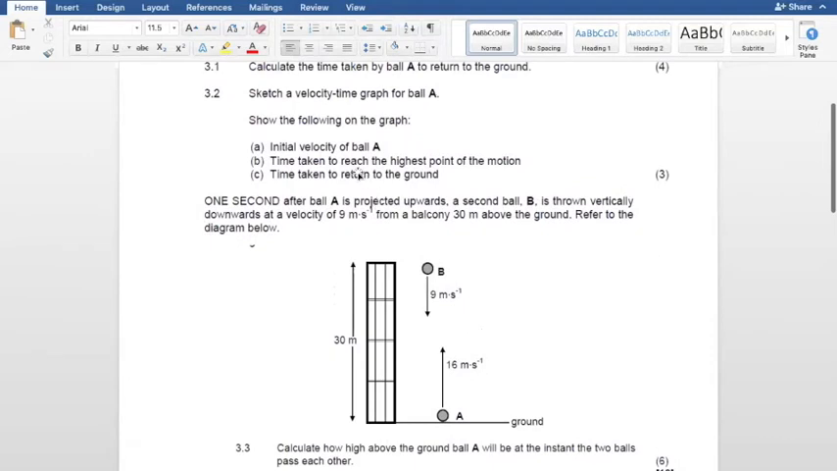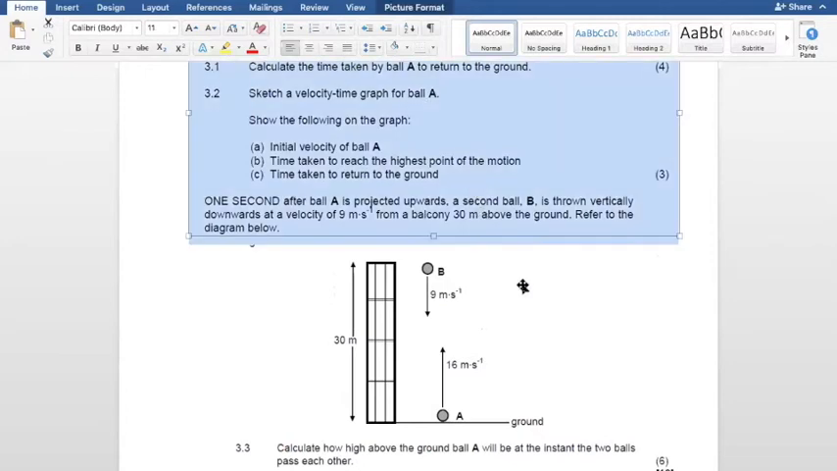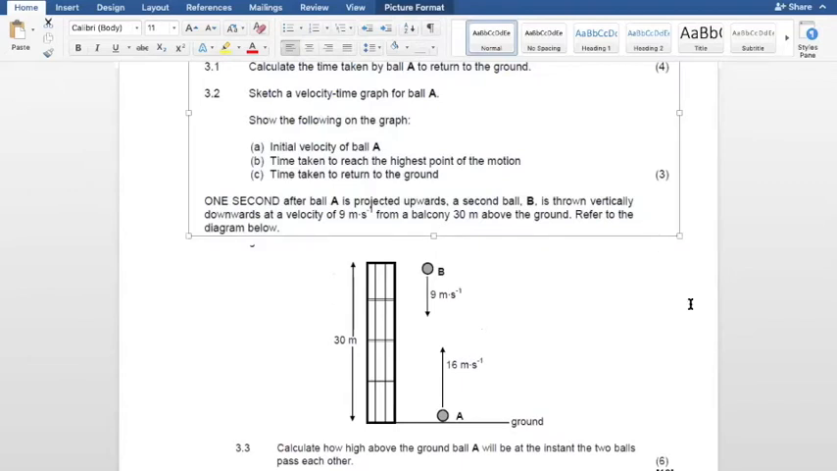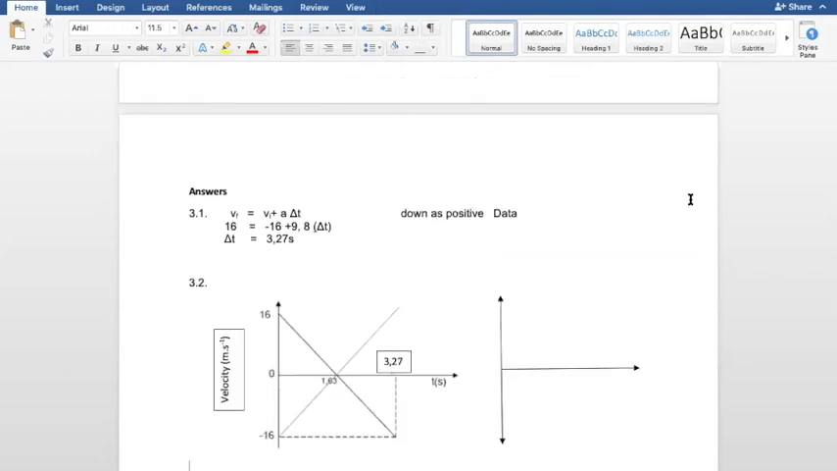3.2 is done. Did we say initial velocity of the ball? Yes. Did we take the time taken to reach the highest point? Yes. And then did we take the time to return to the ground? Yes. Did we put it down? Let's just have a look. We got it. We've got the values that are given.